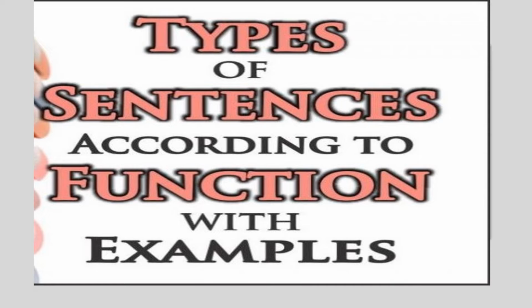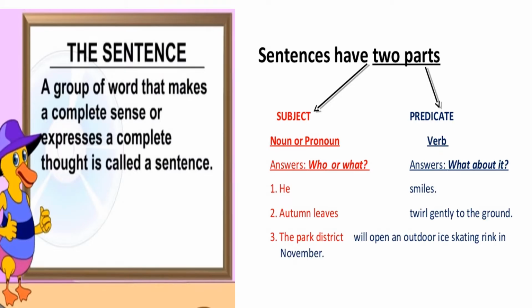So in today's session, we will learn the types of sentences according to their function with examples. Are you all ready? Look at this once again. The sentence, a group of words that makes a complete sense or expresses a complete thought is called a sentence. As I told you all, there are two parts of a sentence, which is subject and predicate.